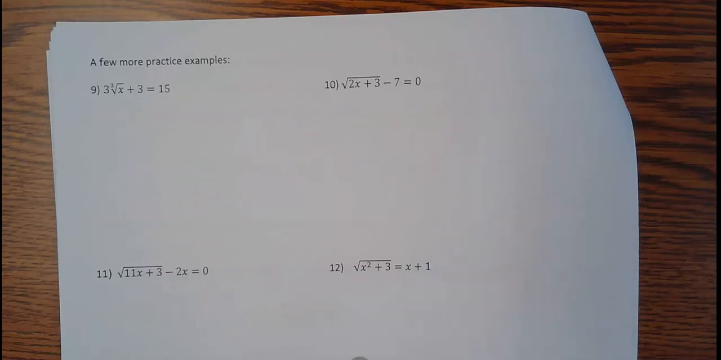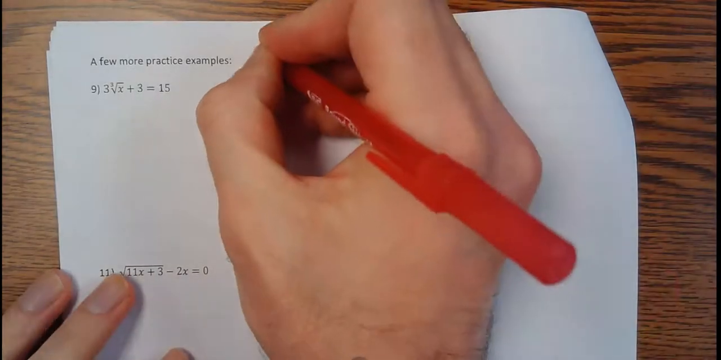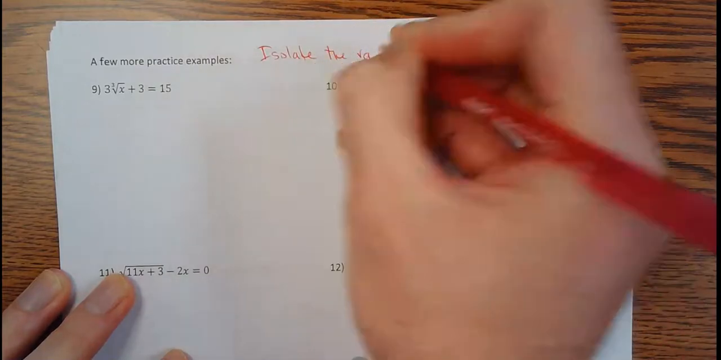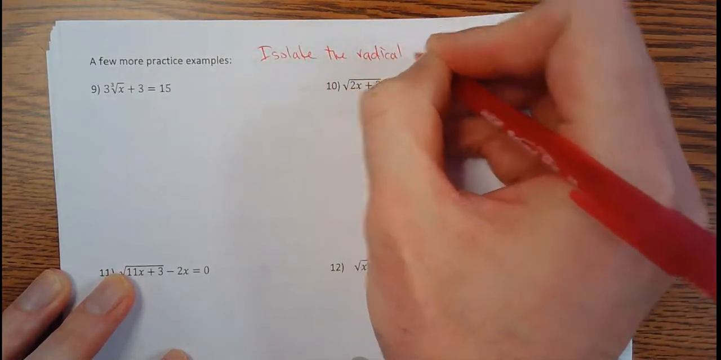The big idea is get the radical by itself. Okay, so isolate the radical first.